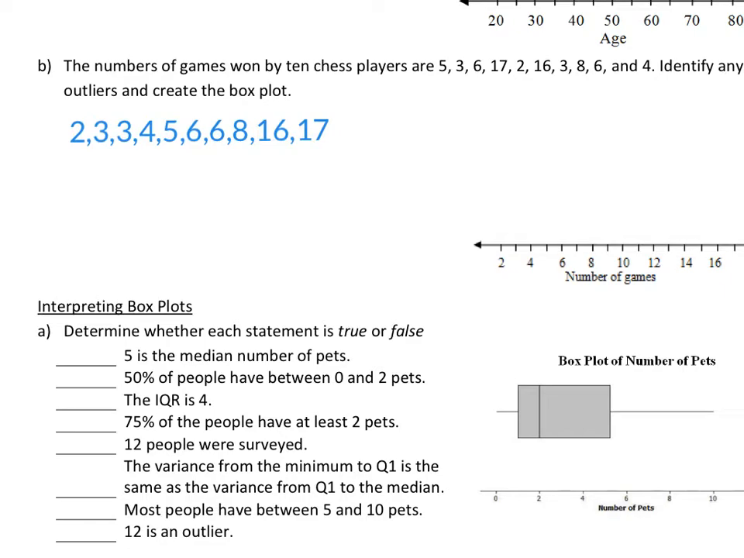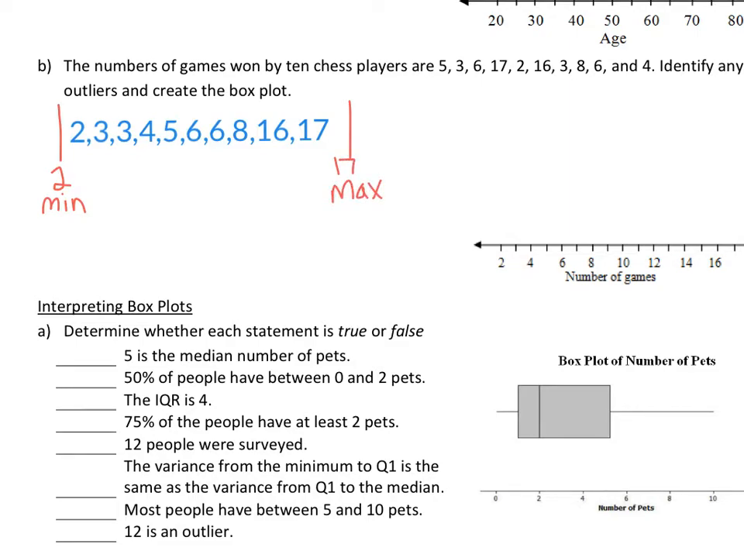Okay, so here are the numbers listed in numerical order: 2, 3, 3, 4, 5, 6, 6, 8, 16, and 17. Now when constructing box plots, we need to find our 5-number summary. We need our minimum and our maximum. So the minimum here is 2. And the maximum is 17.